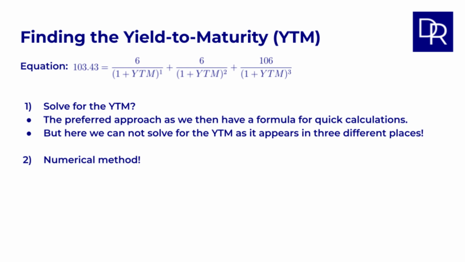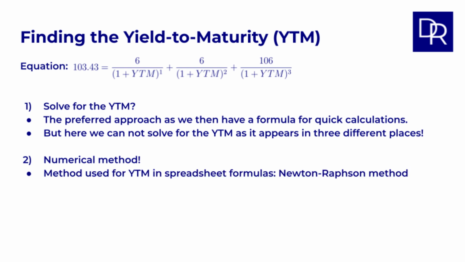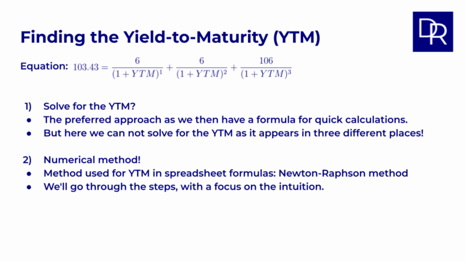In finance, if we cannot find a closed form solution, we will often use some kind of numerical method. We'll talk more about different numerical methods in future lessons. The specific method which is used for yield to maturity behind the scenes in spreadsheet formulas is the Newton-Raphson method. We'll go through the steps for this here. We'll keep the maths to a minimum and focus on the intuition.